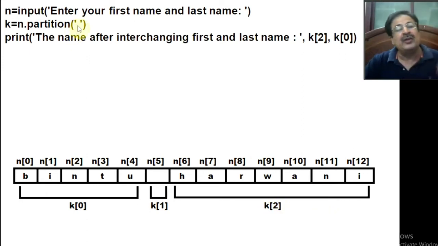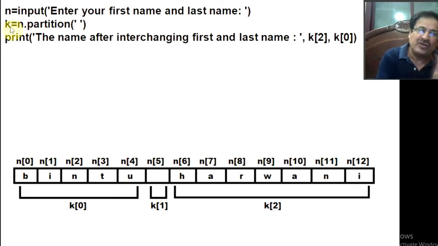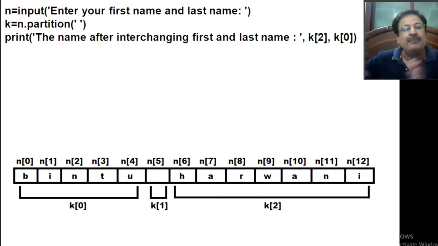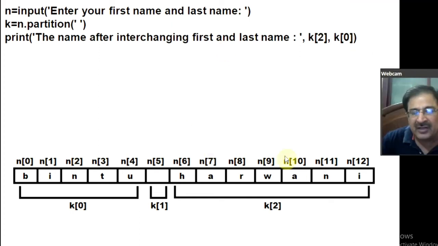It is not essential that you specify only a white space. You can specify any character. You can specify any substring. In all circumstances, n will be divided into three parts and assigned to this array k. The first part will have the string before the character on which the partition is to be done. k[1] will always have the partitioning character, that is the separator, and k[2] will have all the rest of the string after the separator. And what you are doing is displaying k[2], that is the string after the separator, after the white space, and then you are displaying k[0], which is the first name. Okay, so let's run this program.